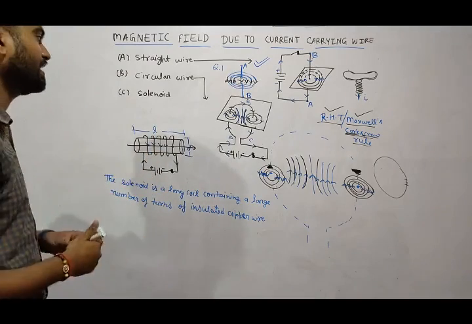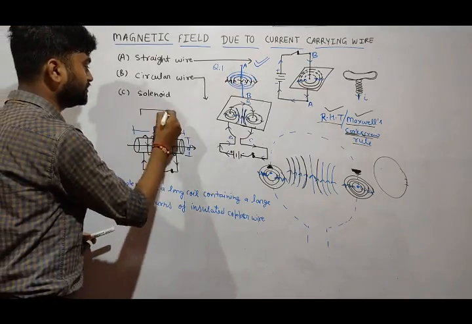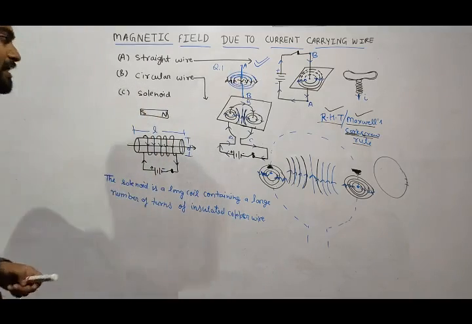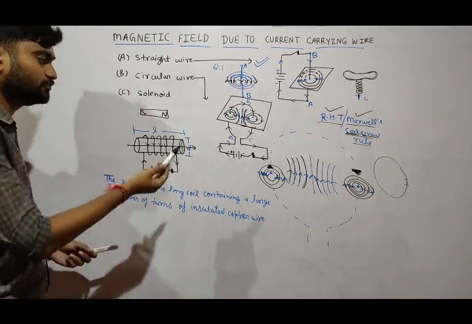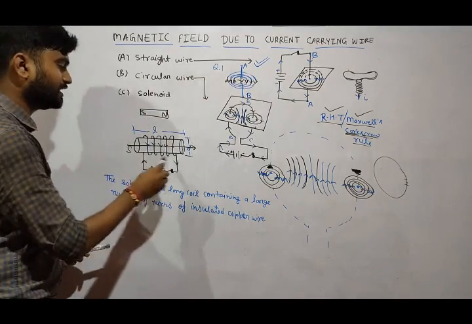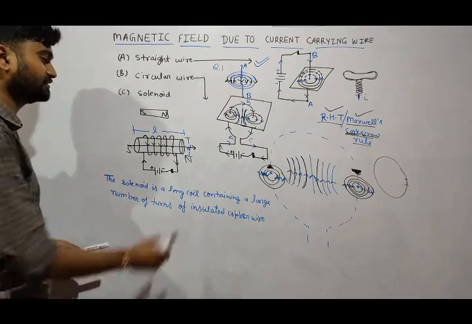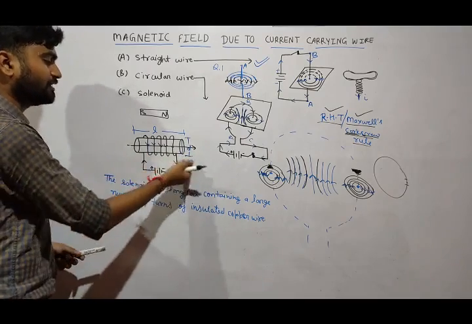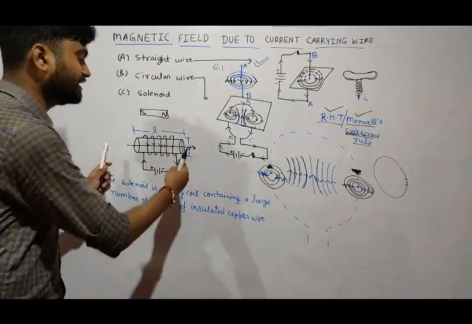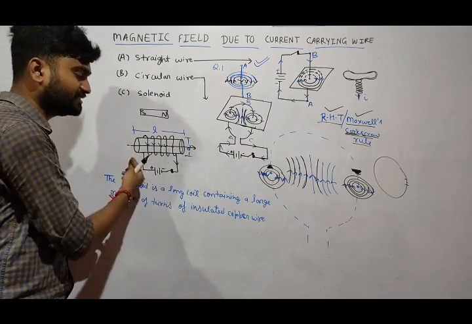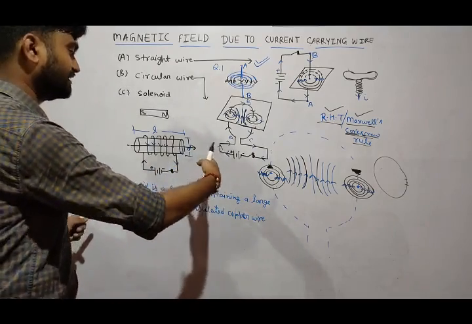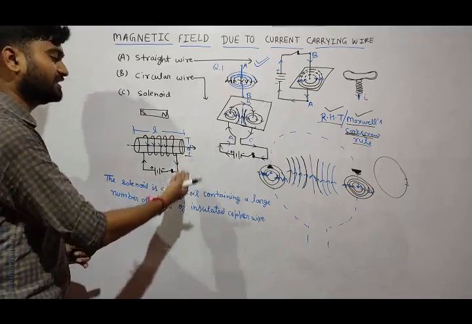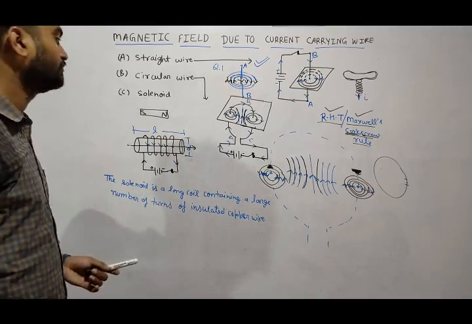This behaves like a bar magnet. So a solenoid is just like a bar magnet. It has two poles, south pole and north pole. How do we know the polarity of the solenoid? Here are two ends, one at my right side and another at my left side. So what polarity does it have at both ends?